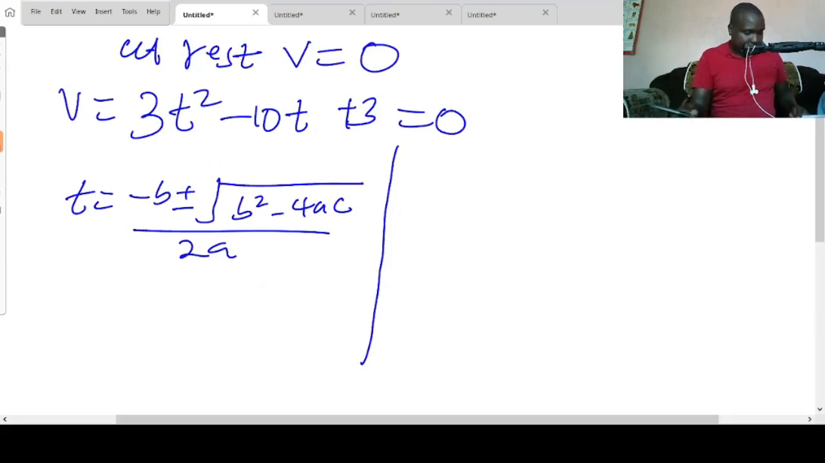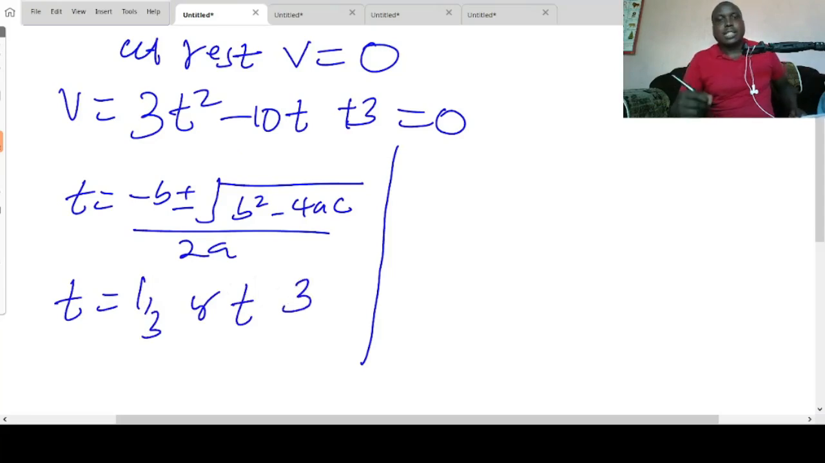So you will solve, and you will find that t is equal to 1 over 3 or t is equal to 3. So the time will be 3 seconds or 1 over 3 seconds. That is the time when the velocity will be 0, when the vehicle is momentarily at rest. Velocity is equal to 0. Remember that.